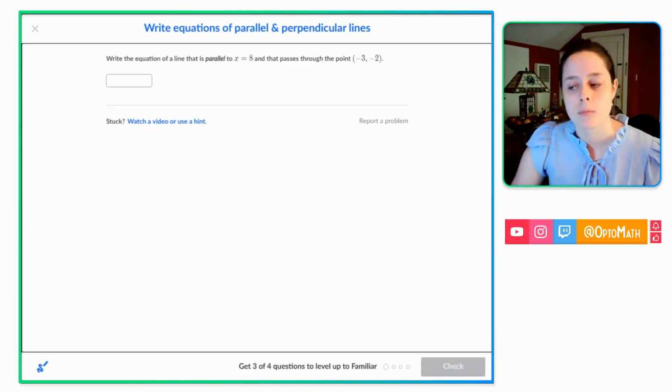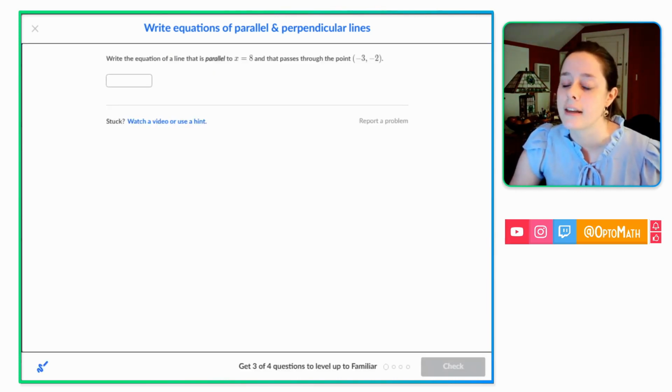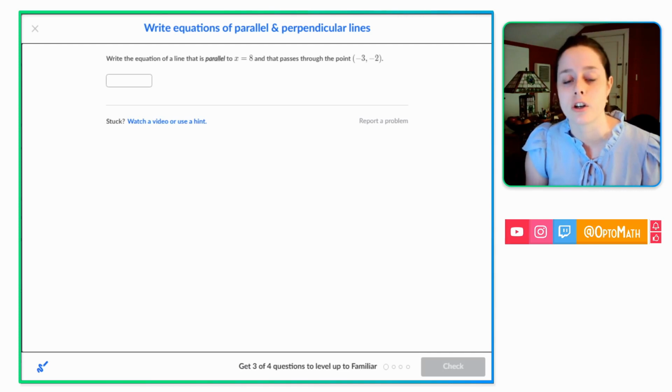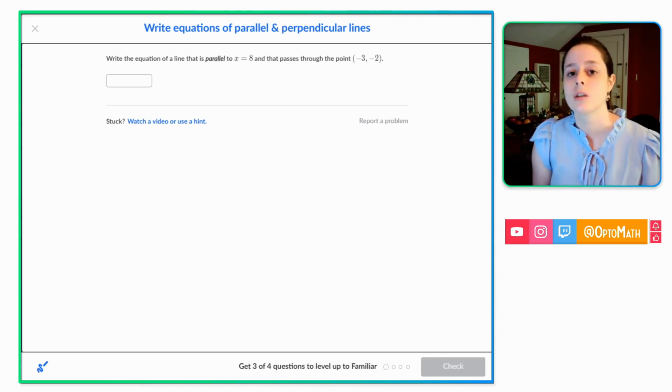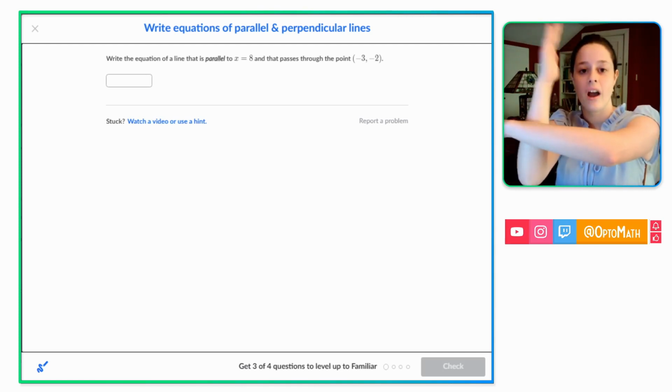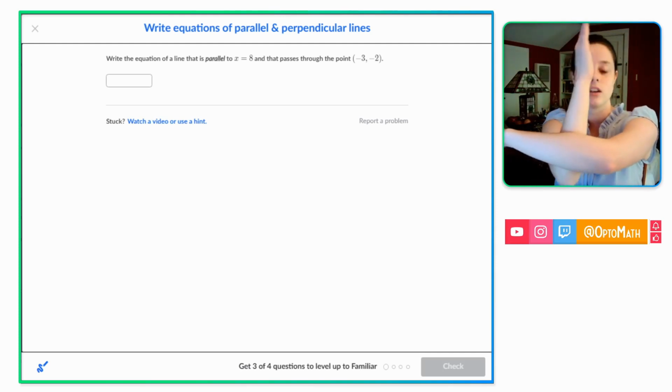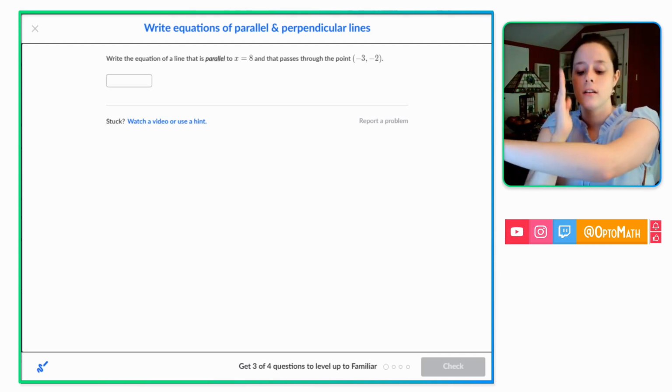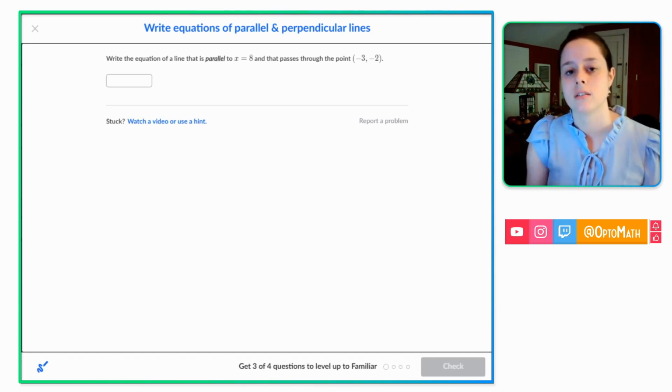This first problem says write the equation of a line that is parallel, so that's key info, I like how it put it in italics, to x equals 8 and that passes through the point -3, -2. One thing that's kind of peculiar is that x equals 8 is the line you're going to go parallel to. X equals 8 looks like this. If this is the y-axis, x equals 8 is a vertical line at x equals 8. That's all it is. There is no slope whatsoever.